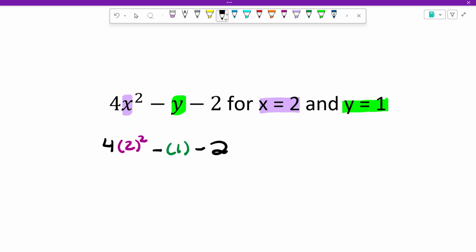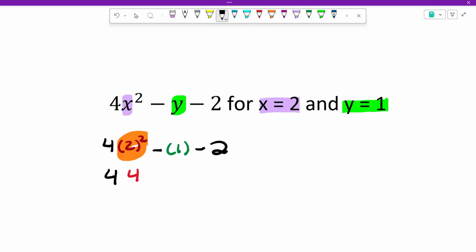So the hard part of this is not the bad math. The hard part of this is putting the numbers in. Because this is an easier question than what we did earlier today and last day. What's our first calculation here? Exponents. 2 exponent 2 turns into a 4.